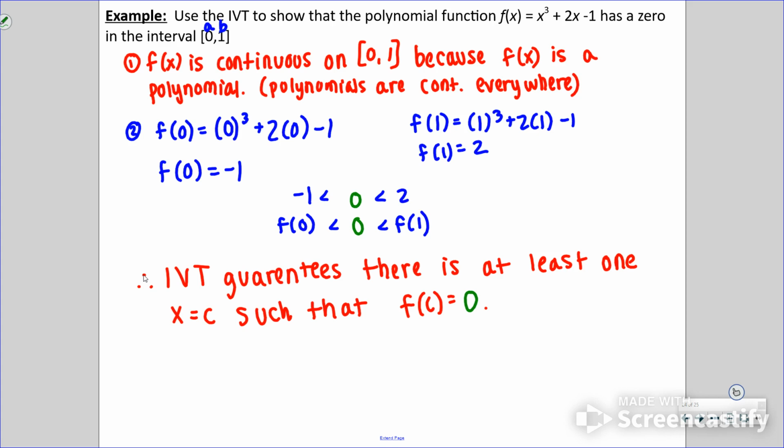Second, you have to show that whatever they're asking you lies in the interval, and then you can guarantee there's some value c that's in between a and b that gives me an output of 0. Okay, can that make sense? Let's try another one.